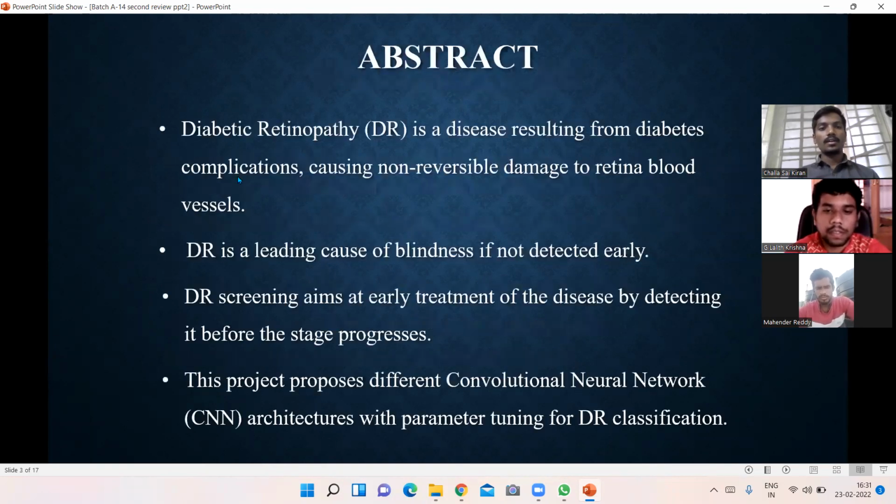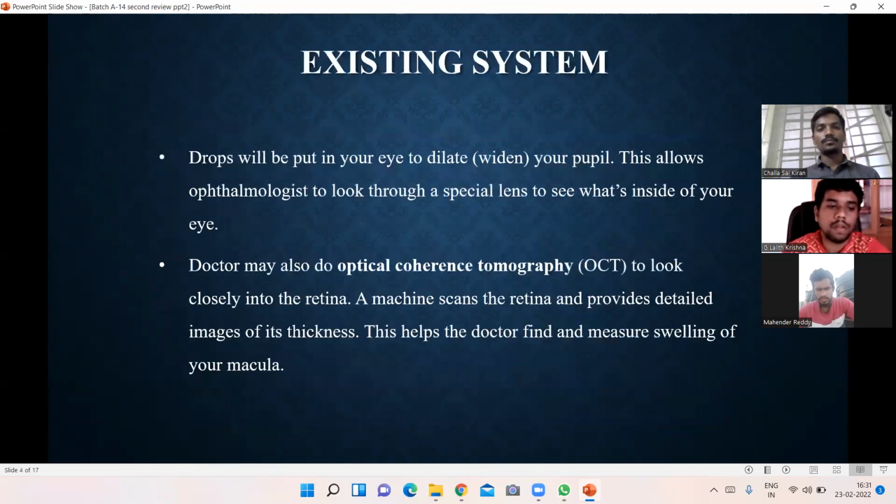So this is the abstract. Diabetic retinopathy is a disease resulting from diabetes complications, causing non-reversible damage to the retina's blood vessels. DR is a leading cause of blindness if not detected early. DR screening aims at early treatment of the disease by detecting it before the stage progresses. So we are using convolutional neural networks with parameter tuning for DR classification.